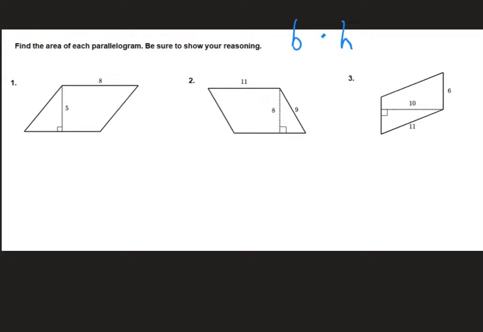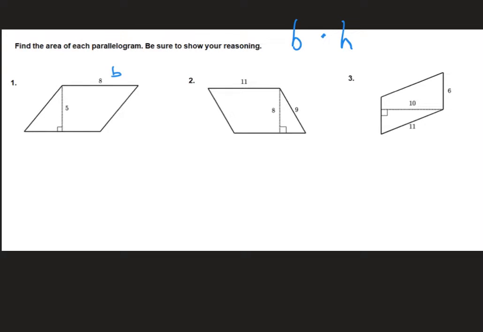So we took a look at question number 1. We have a parallelogram that has a side labeled 8 and a dotted line in the middle that is labeled with a 5. And so we need to figure out what is the base and what is the height. So from the review document, any side can be the base. So I'm going to choose this 8 as being the base.